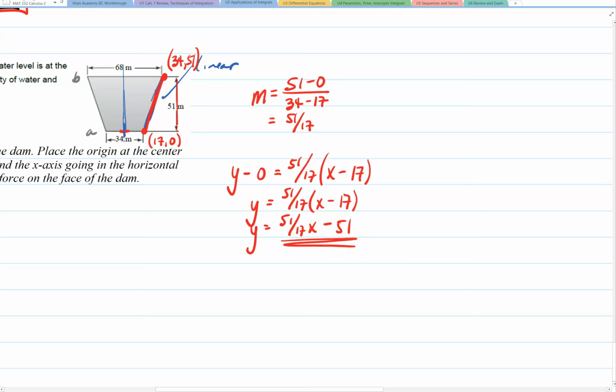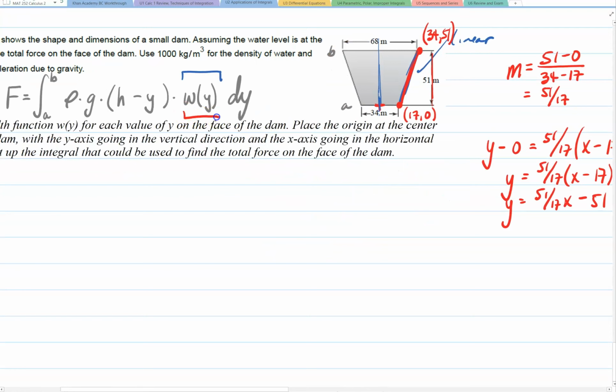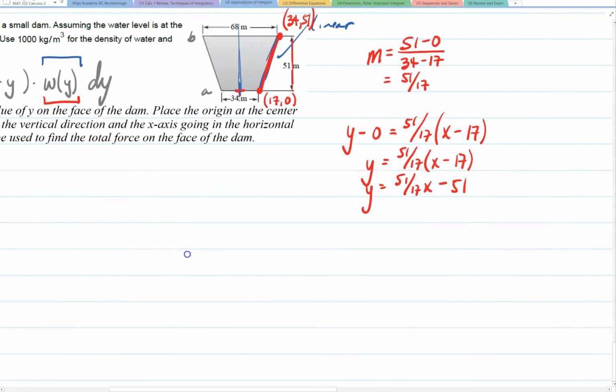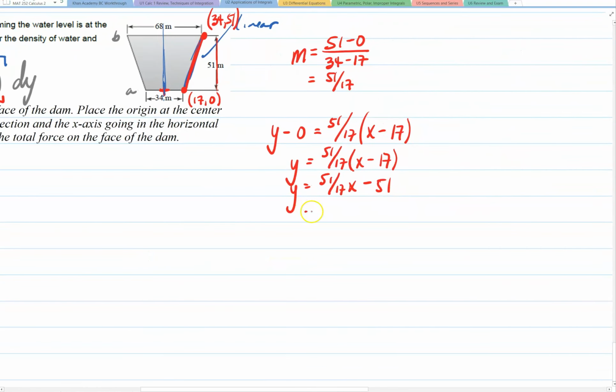We do have a problem, however, and this is what makes this step a little bit challenging. This equation is built on the variable x, and based on our description over here, we actually want a width based on y. So let's take just a couple moments and isolate x here. If we add 51 to both sides and divide by 51/17 or multiply by 17/51, we get an equation that looks like this, where our x coordinate is the result of this computation.